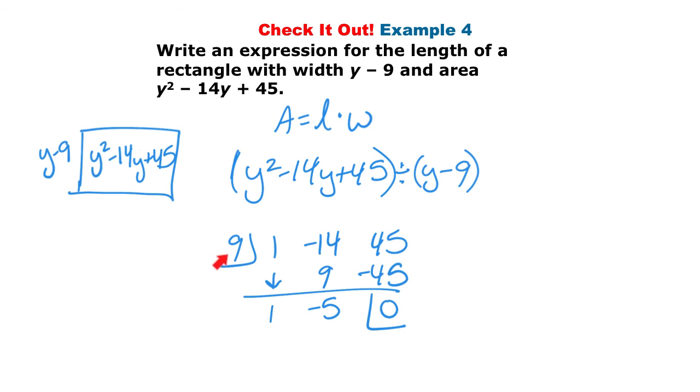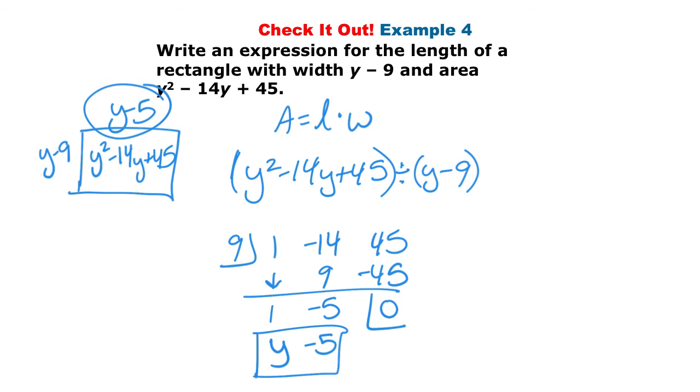I use synthetic division. I think it's a little bit quicker and easier. And when I do that, I end up with this on my last row. There is no remainder. And so I just need to write my answer as negative 5. And my variable was y, so that's just going to be 1y. So y minus 5 is going to be the length of the rectangle.